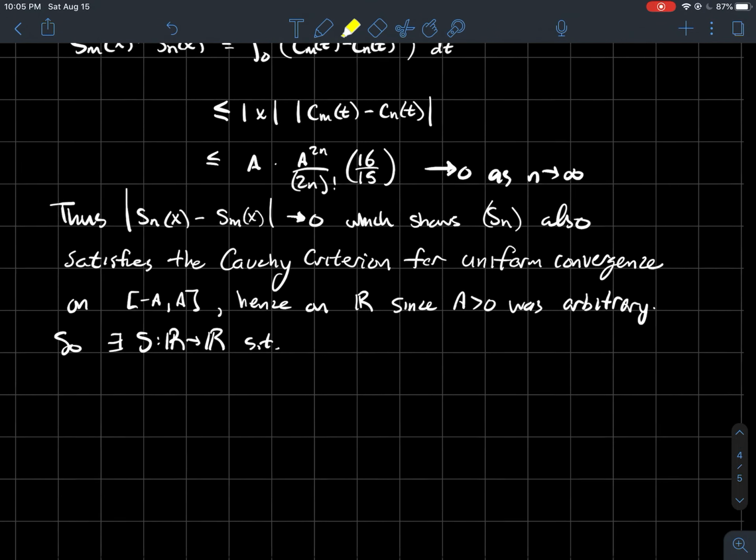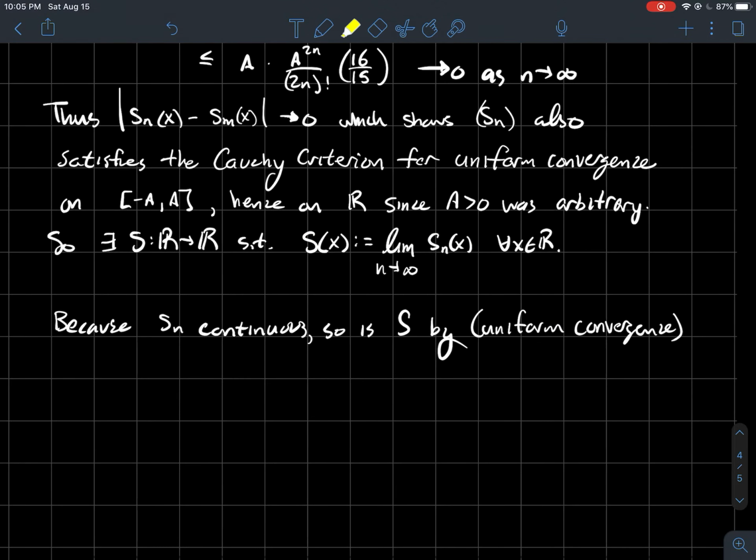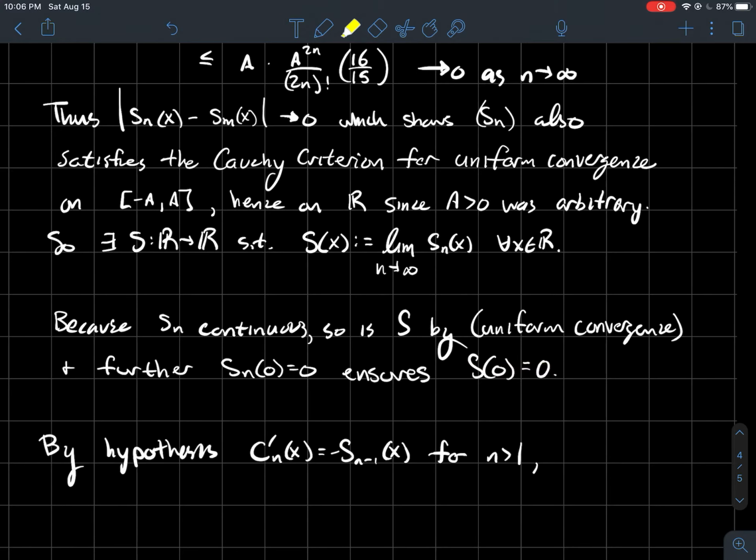So that justifies that there exists a function capital S, whose domain is all real numbers, such that capital S is the limit of the Sn's for every x in R. And also, same idea, since each Sn is a continuous function, and since this is a uniform convergence, that means that S also has to be continuous. And moreover, since (0, 0) is a point on the graph of every Sn, then (0, 0) has got to be a point on the graph of S as well.